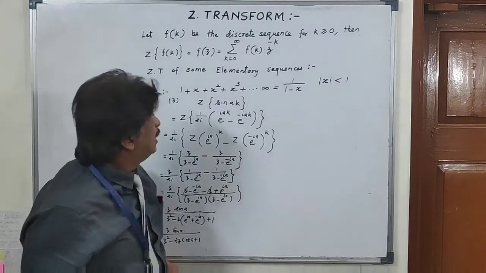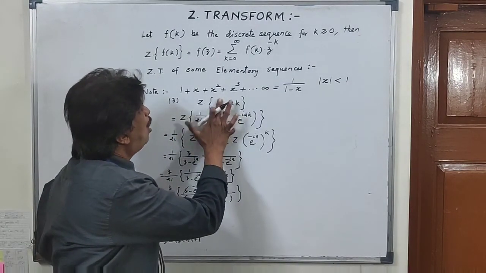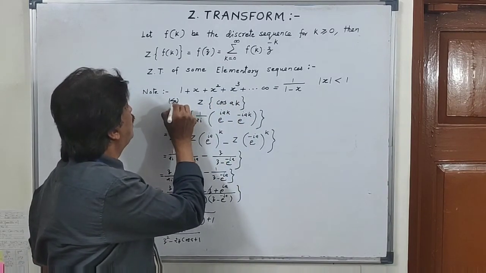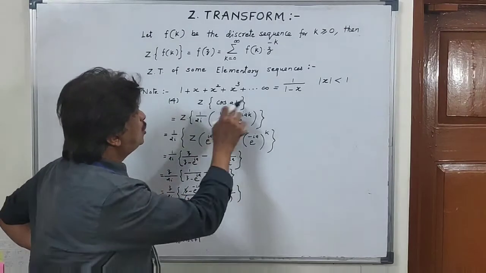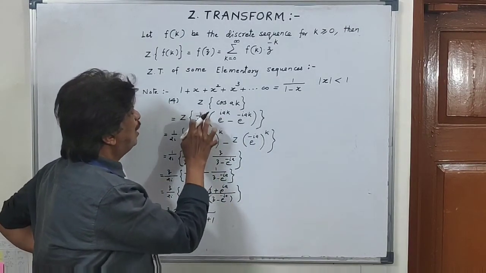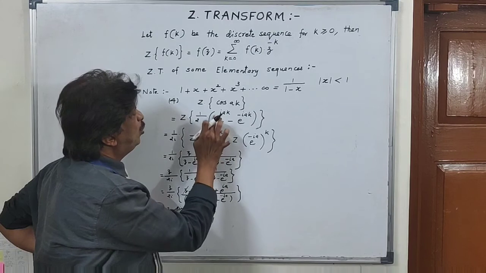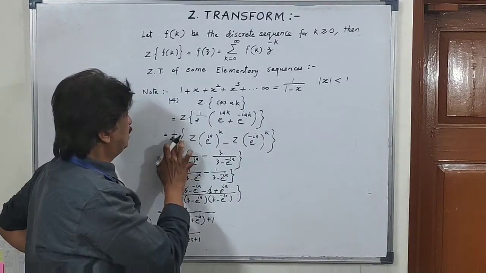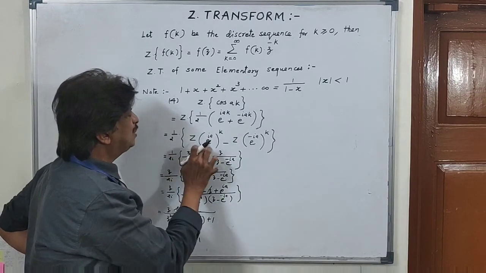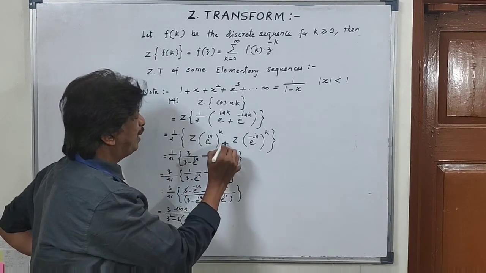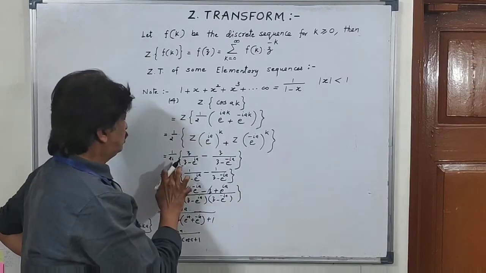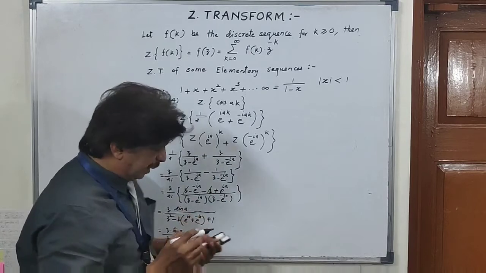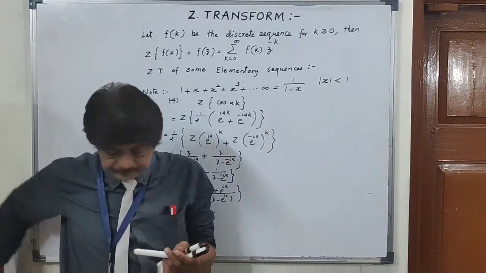Now, the Z transform of cos of ak, fourth formula. Cos of ak is 1 by 2 times e to the power i ak plus e to the power minus i ak. So 1 by 2 times the Z transform of e raised to power i a raised to power k plus e raised to power minus i a raised to power k. These are the transforms. Let us rewrite this or recalculate this.